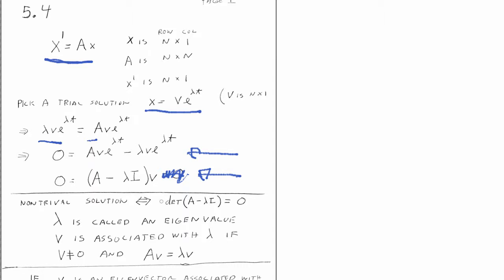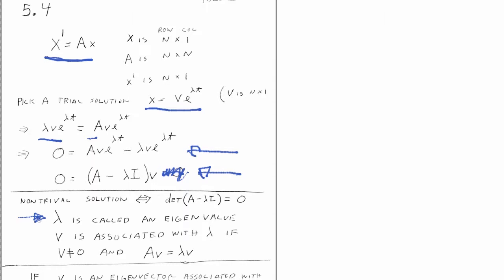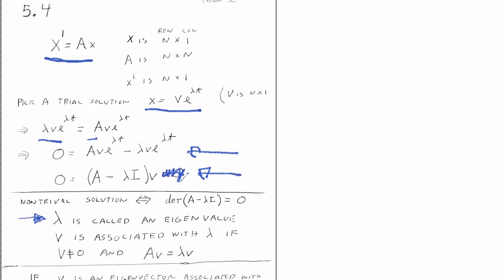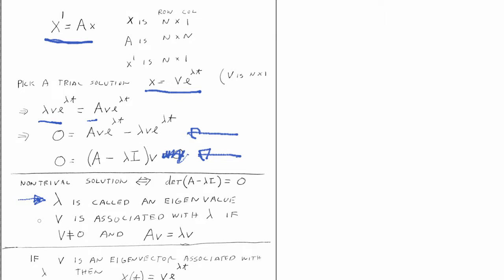So we learned that you can find non-trivial solutions. This goes way back, maybe in an algebra class, where we talked a bit about this: if you have a matrix, you take the determinant and set it to 0. So we get non-trivial solutions if and only if this determinant is 0. What we call this lambda, which is a number, is called an eigenvalue, and V is an eigenvector.